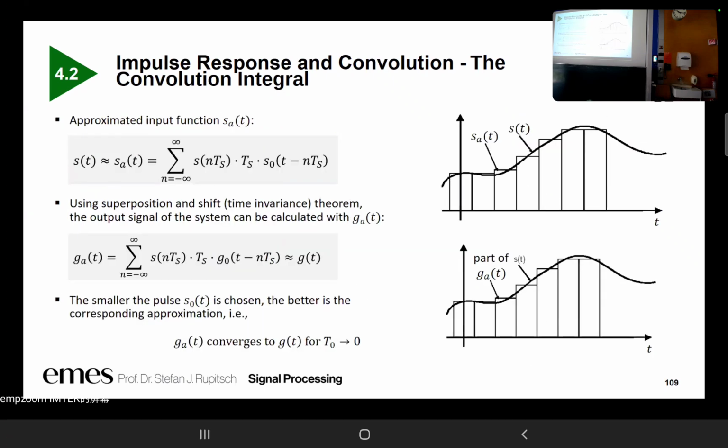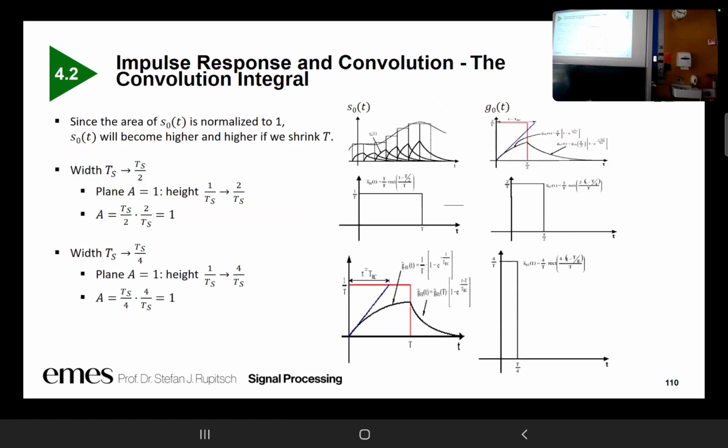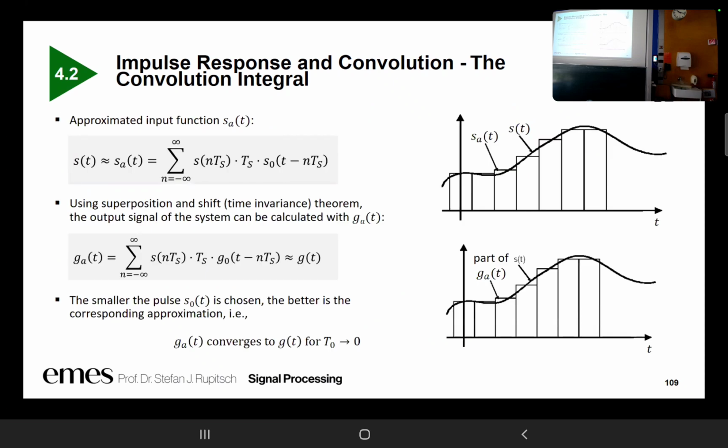We can also discuss this in another way. Here you can see that for each of those rectangular input signals, we can calculate the resulting output signal of our system, and we sum those signals up. This is written in this formula. Okay? Are there any questions?